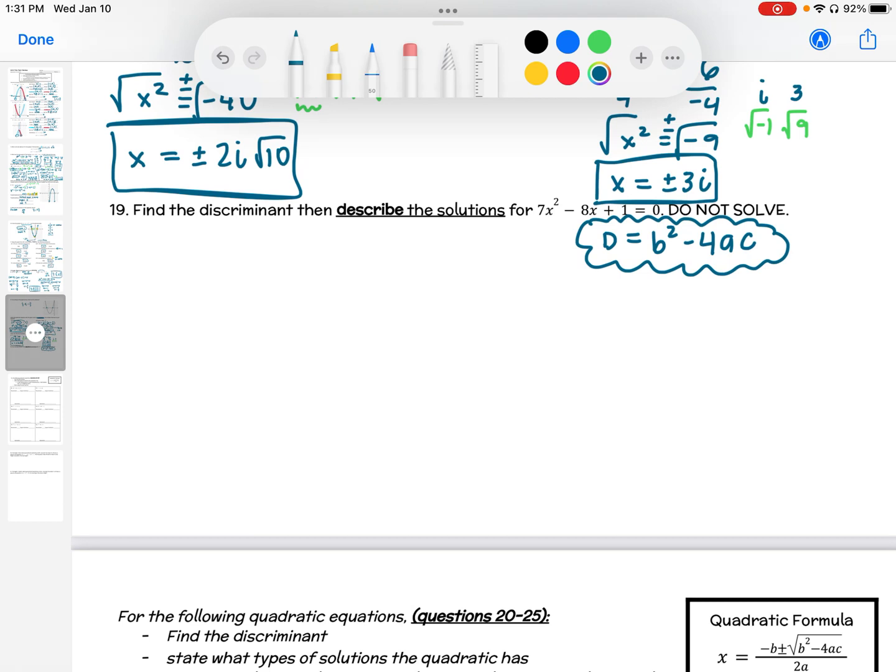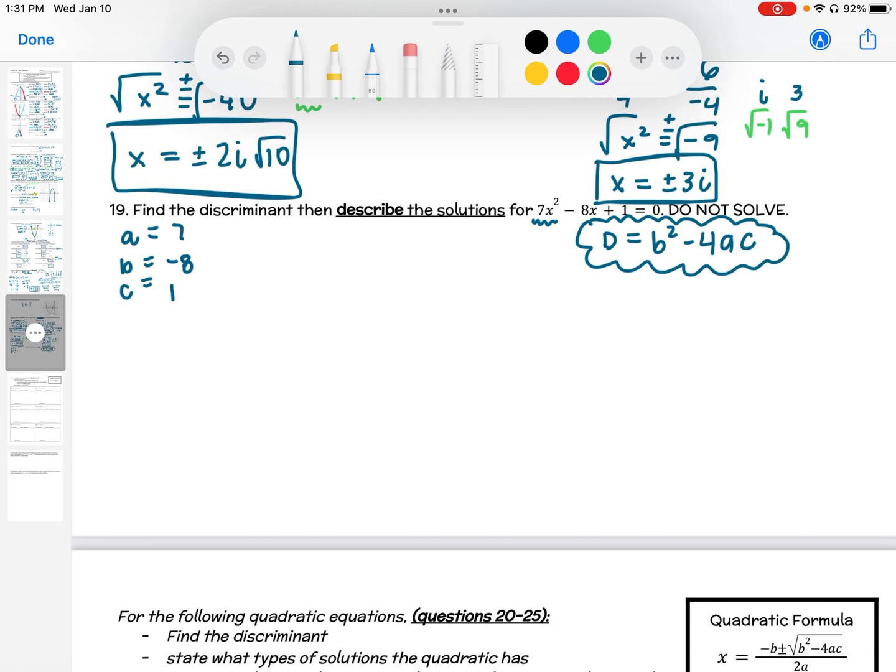So let's go ahead and figure out what a, b, and c are first before we start. So we have these three. A is always what's in front of the x squared, so that would be 7. B is what's in front of the x, so negative 8. Make sure you take the sign with it. And then C is our last term, which would be 1.